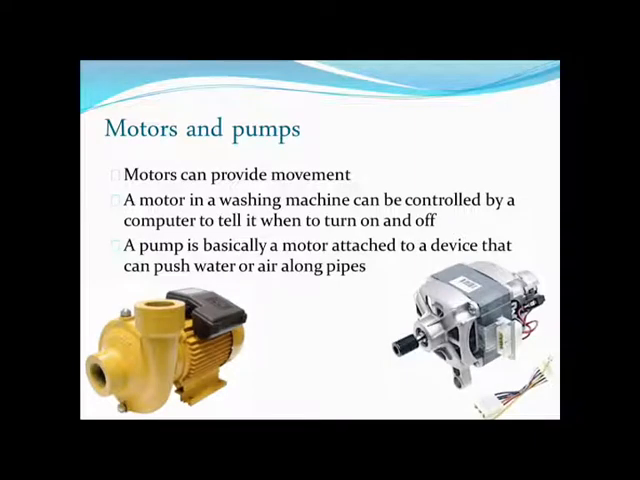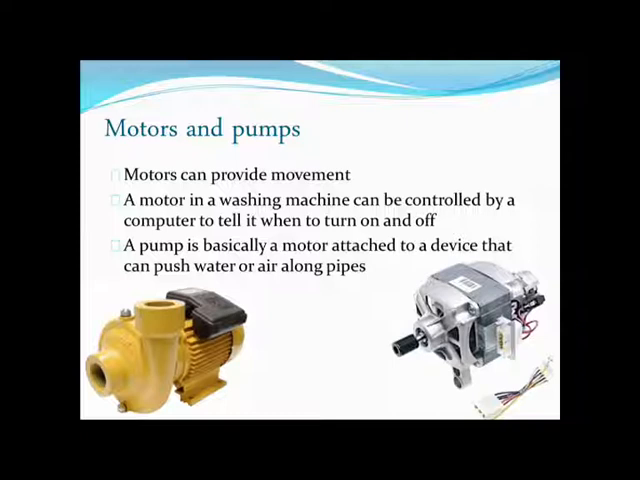Of these actuators, we have motors and pumps. Motors can provide movement. For example, the motor in a washing machine can be controlled by a computer. It is switched on when the clothes are loaded for washing and switched off at the end of the wash. Computer-controlled motors are also found in microwave ovens to turn the food and in air conditioning units to drive the fan.